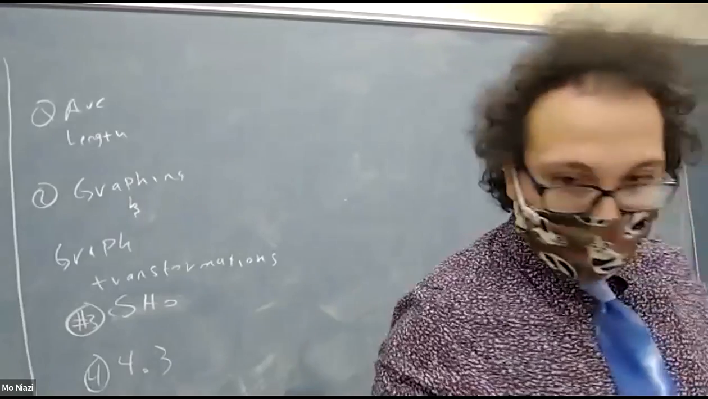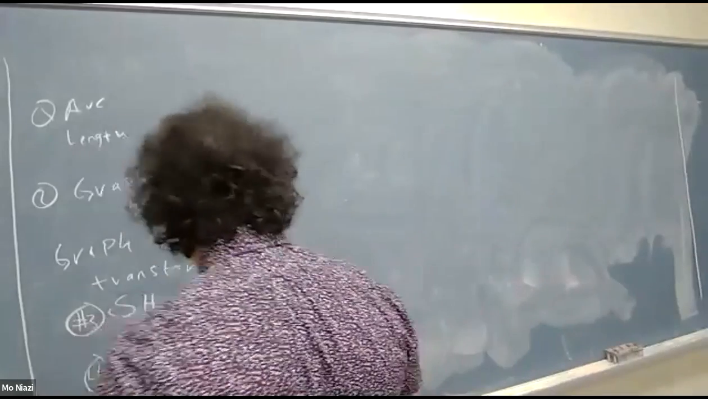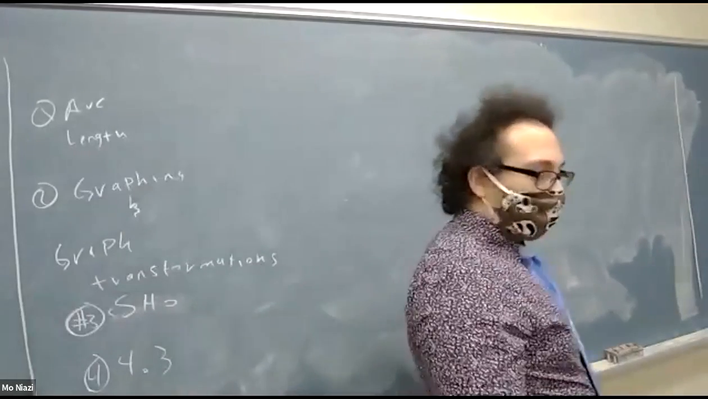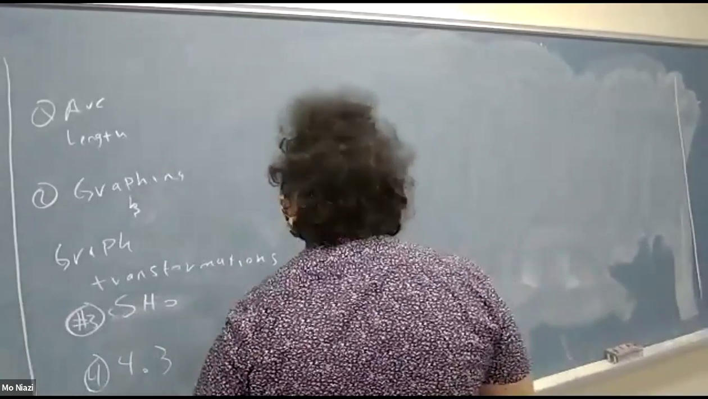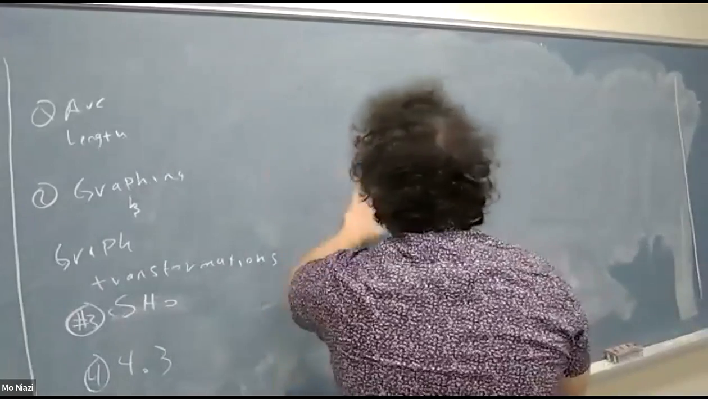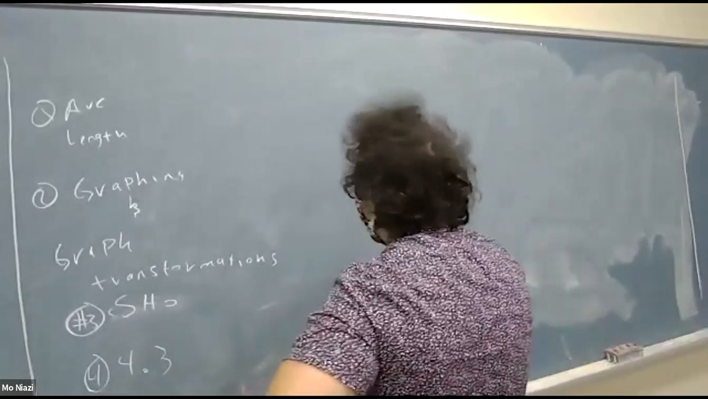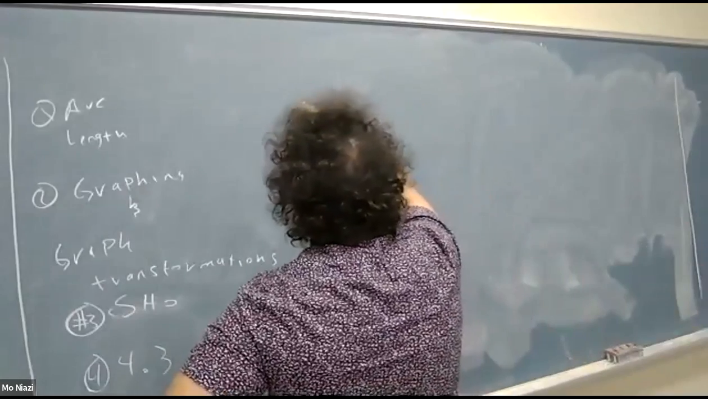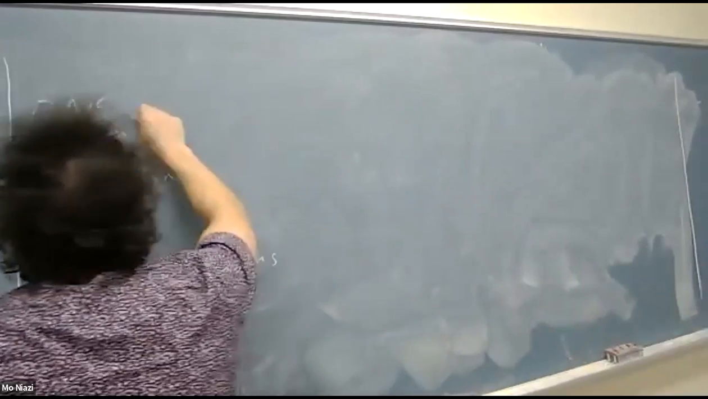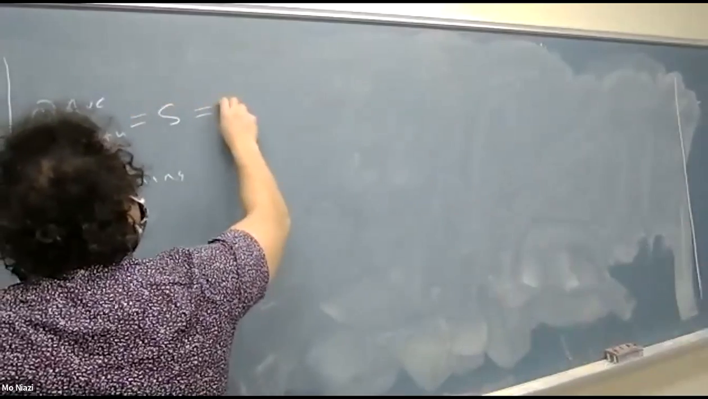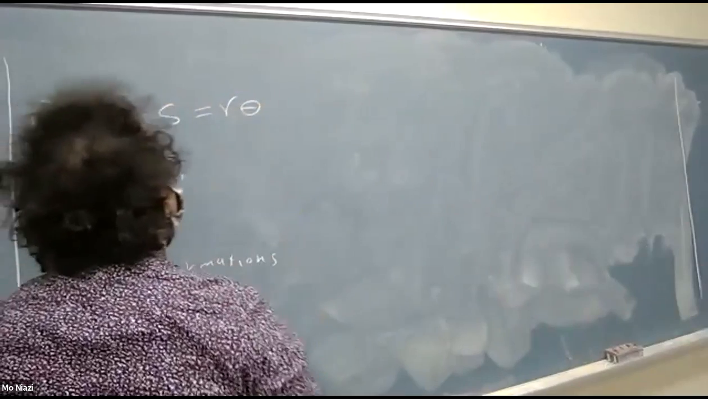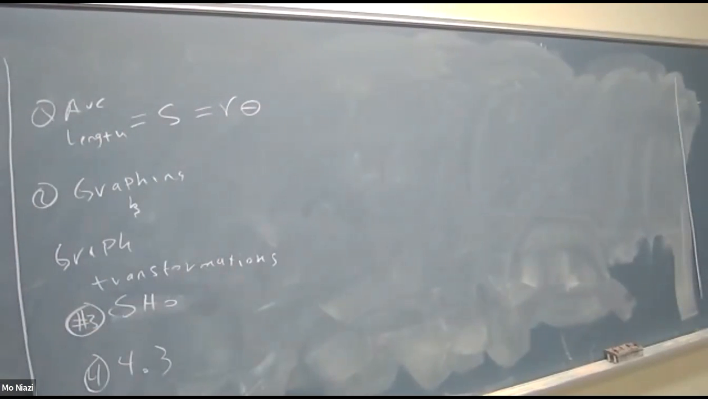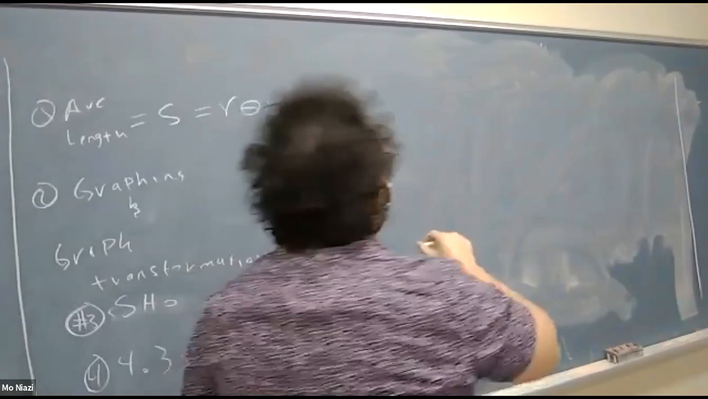All right. So let's begin to review. Let's start off with arc length. So in your book, arc length is S, which is equal to r theta. So this only works for circles, but this is only what you'll be given. You'll only be given circles.